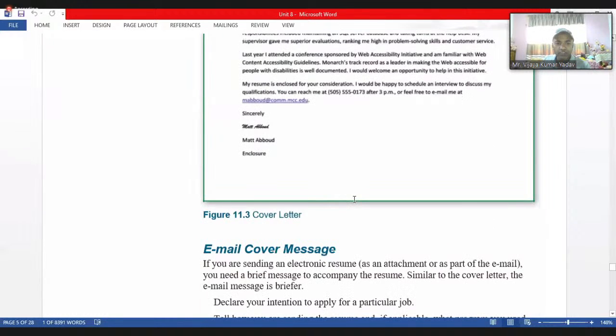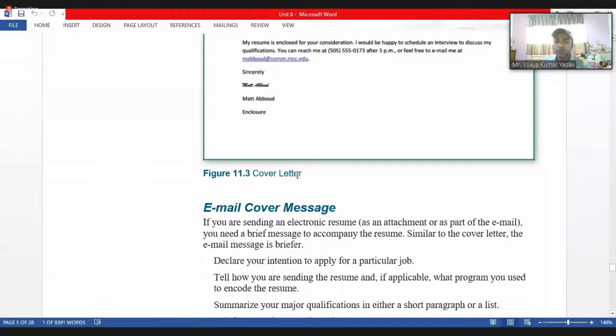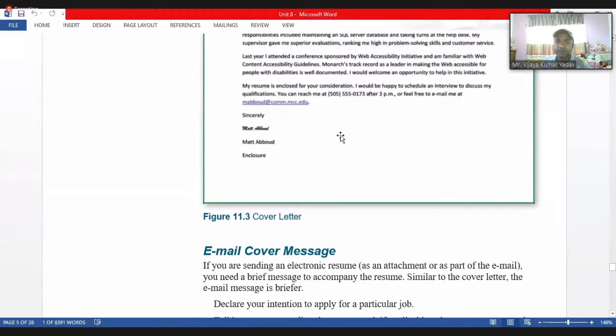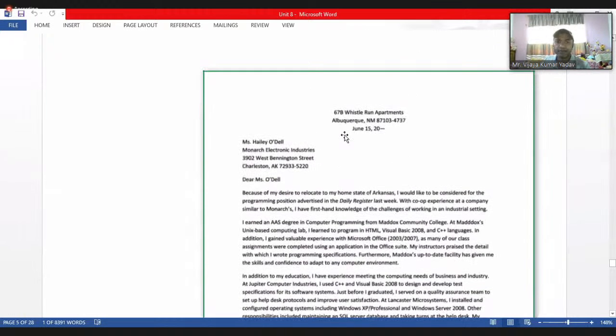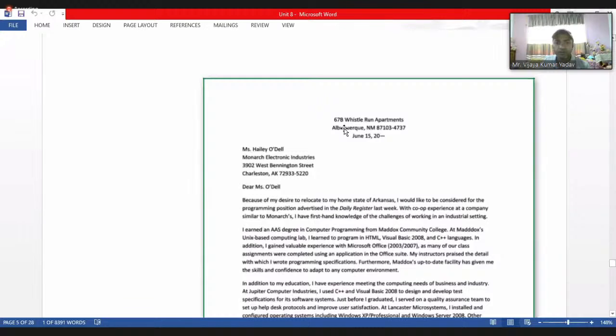This is, see, cover letter. Cover letter means job application. Come to the sample. Okay, see. So you will make a box first. Okay, you will make a box like this. Okay, then at the top 2-line gap. Here you will leave 2-line gap.